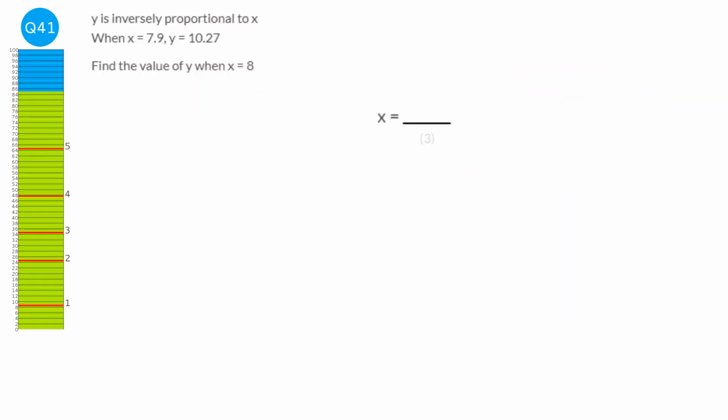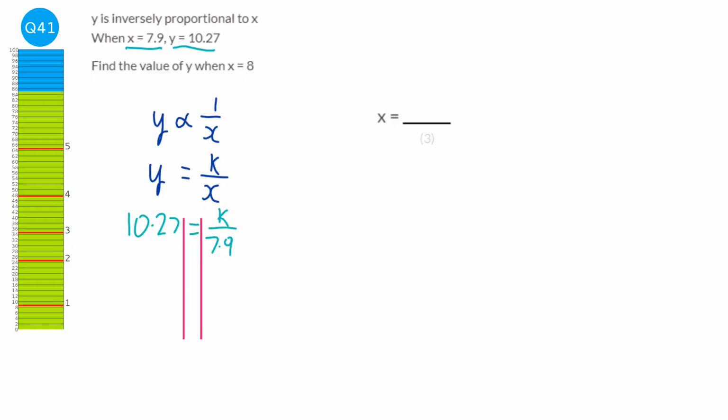We're told here that y is inversely proportional to x, so we put 1 over x, because inversely means it's going to be proportional to 1 over x. I'm going to replace that proportionality sign with an equals, and to do that we need to multiply the right hand side by k, so it becomes k over x. And we're told that x is 7.9 when y is 10.27, so we're just going to substitute those both in so that we can find out what k is, what our constant is.